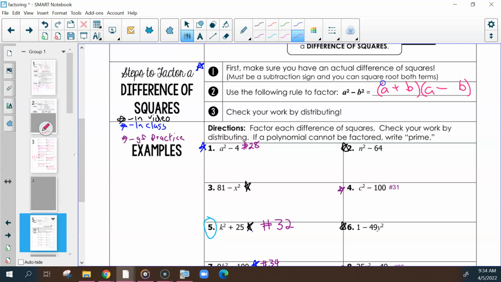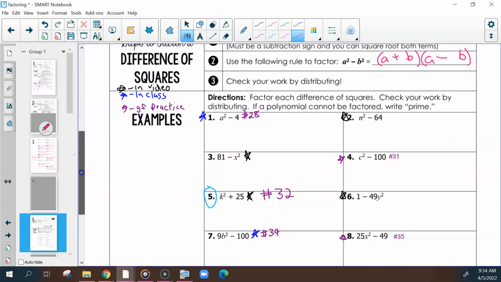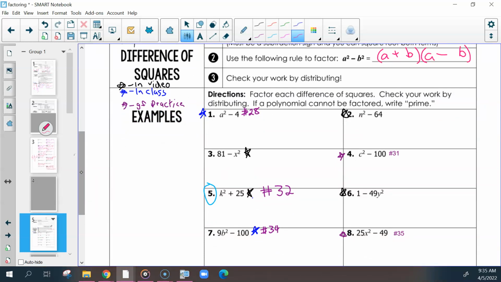But this only works if these are perfect square terms, number or variable, and you're subtracting. If you're not subtracting, this is not. So for number 1, this is a perfect square term, 4 is a perfect square. Set up our parentheses. What times what would give you A squared? A. What times what would give you 4? 2. And then the plus and minus.